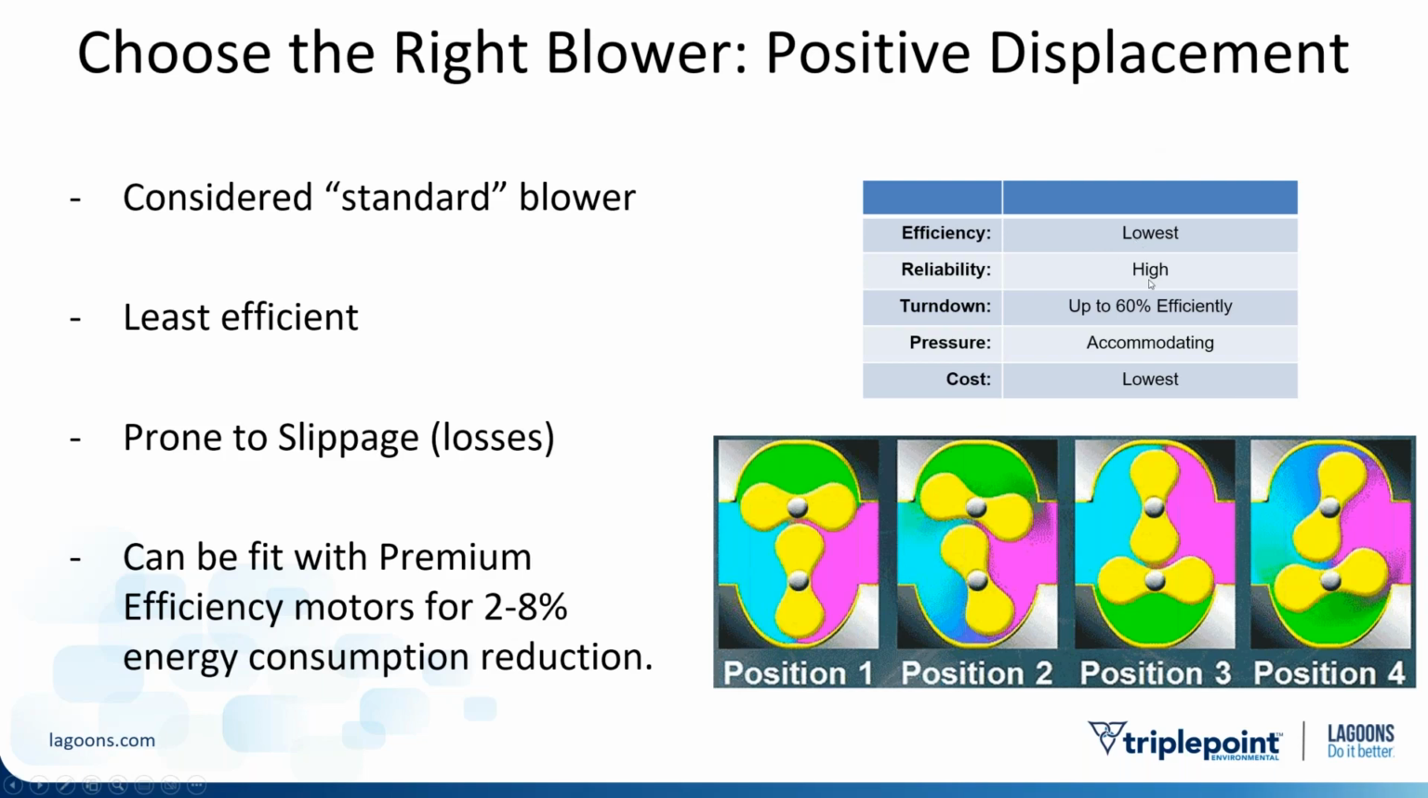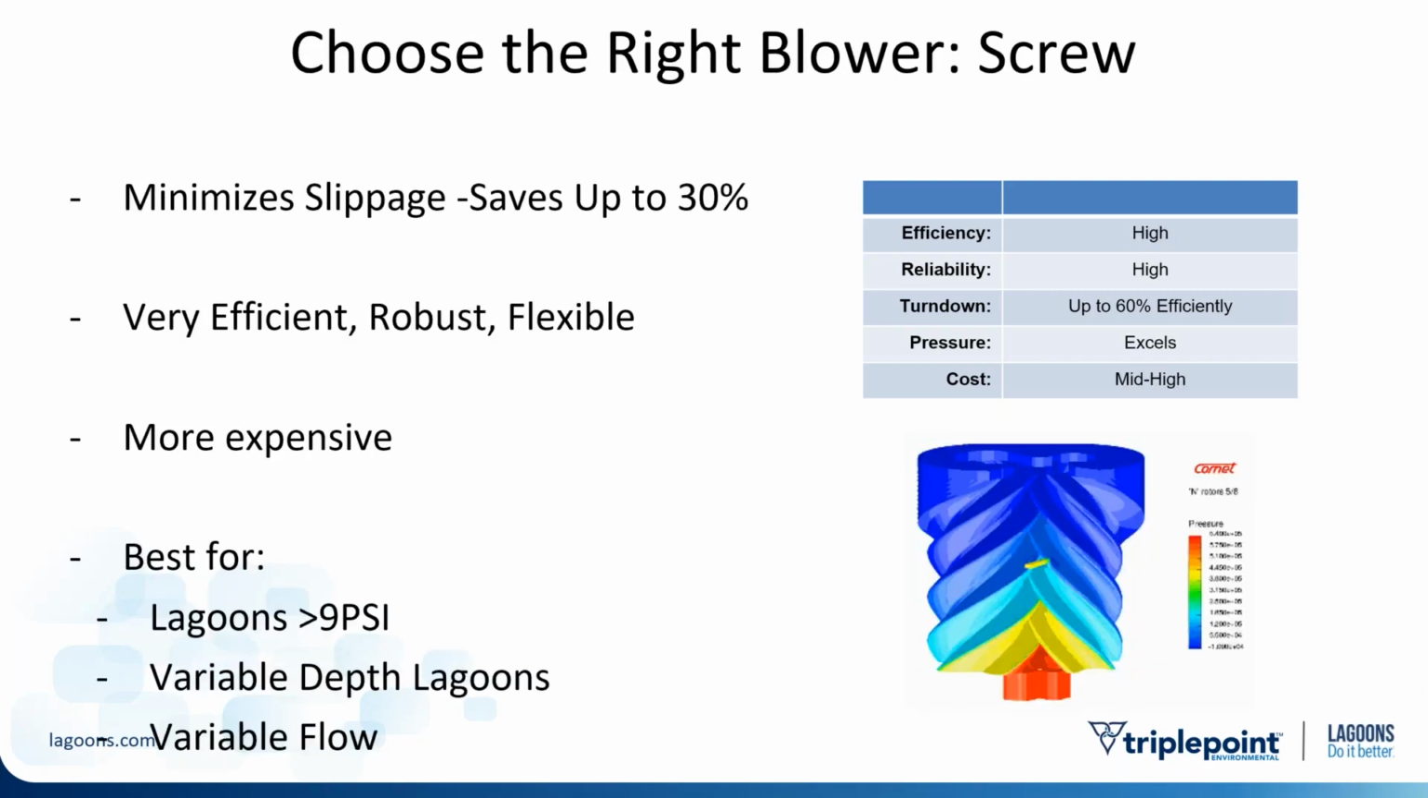They're super reliable. This is why they're used in wastewater lagoon systems. They're pretty bulletproof if maintained well. And they can be turned down quite a bit too, which is a factor we'll discuss here in a minute. You can have it run at full design, or you can turn it down with a VFD to operate maybe at 40% of its overall capacity and still work very well at that point. They work fine with pressure. If lagoon pressure goes up or down, they don't care that much. And because they are the standard blower, they're kind of the lowest cost. This is why they're used the most frequently.